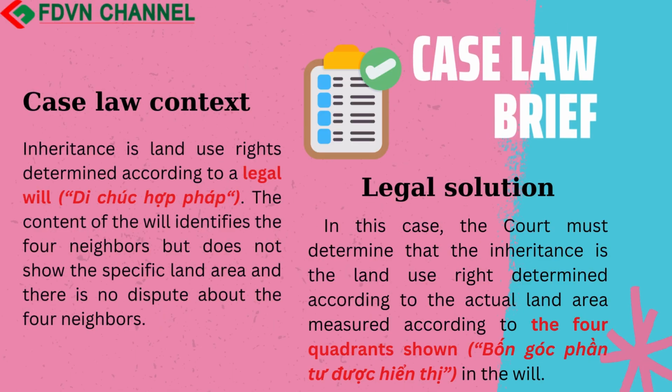Case law brief. Case law context: the inheritance is land use rights determined according to a legal will. The content of the will identifies the four neighbors, but does not show the specific land area, and there is no dispute about the four neighbors. Legal solution: in this case, the court must determine that the inheritance is the land use right determined according to the actual land area measured according to the four boundaries shown in the will.